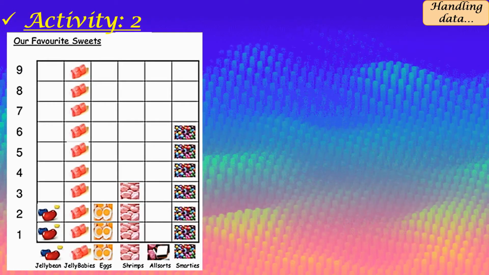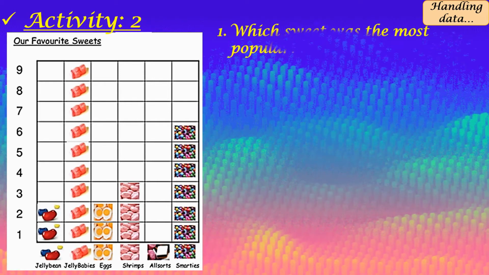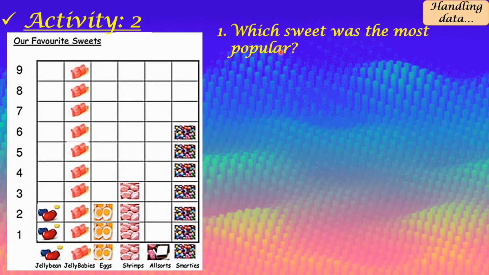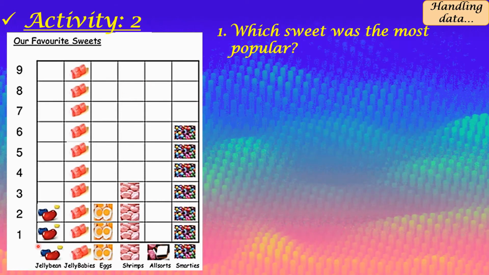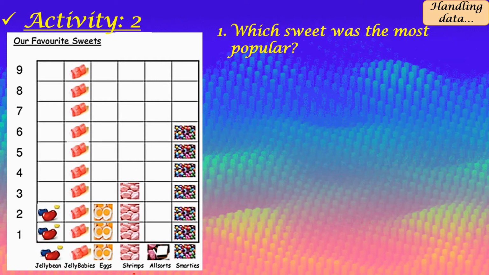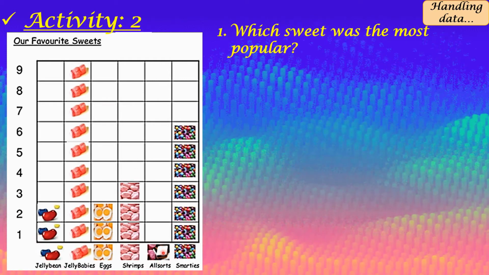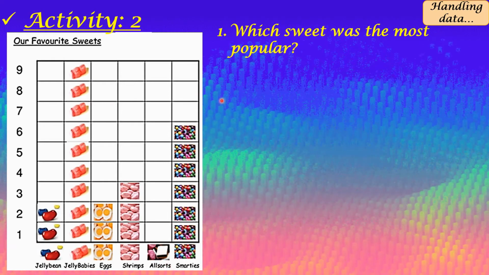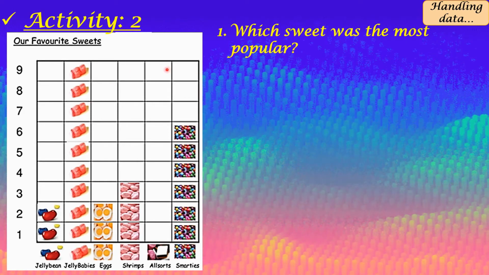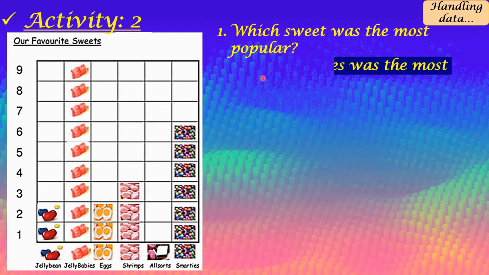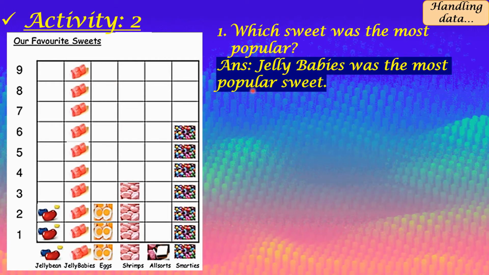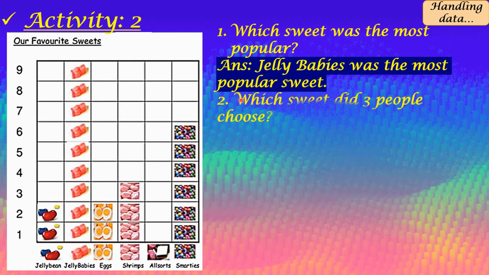Now here the activity 2. Which sweet was the most popular here? Which one? Jelly beans, jelly babies, eggs, shrimps, all sorts, and Smarties. Which sweet? Yes, you can see the more number, the jelly babies. So, jelly babies was the most popular sweet. Okay. Now the next question here, student.